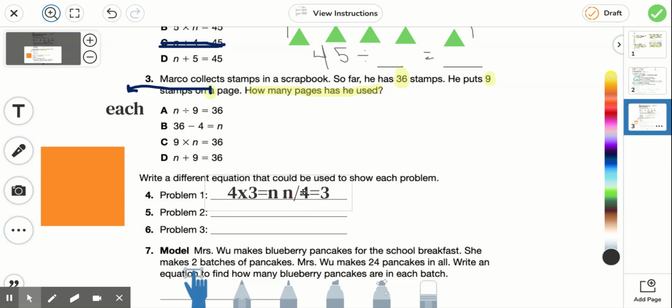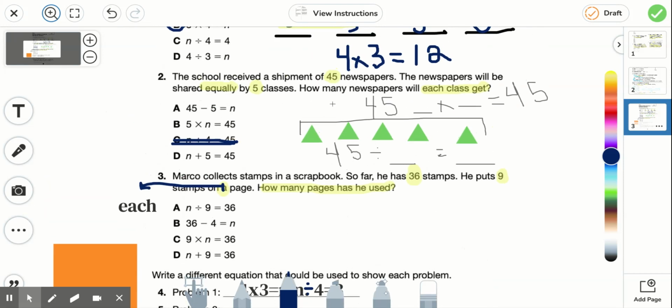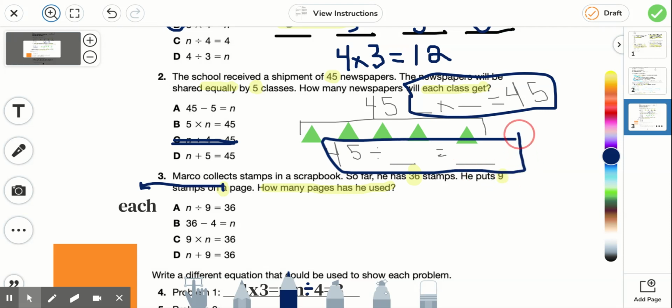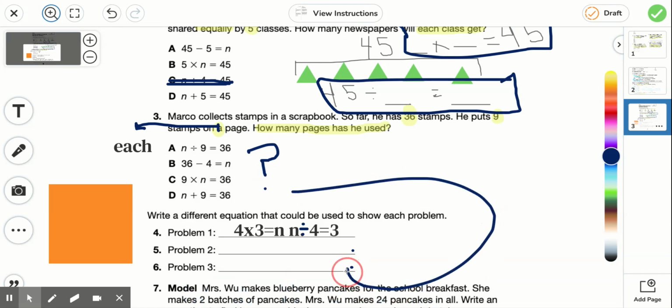Whichever one you choose, as long as it matches it. Problem 2, which one did you choose on problem 2? That's another way of showing it. And look, we kind of already showed 2 ways, didn't we? There's one way here. There's another way here. So think about the one you chose and then write the other one right here for problem 2. And then problem 3. Which answer did you choose? What's another way that you could show that answer?